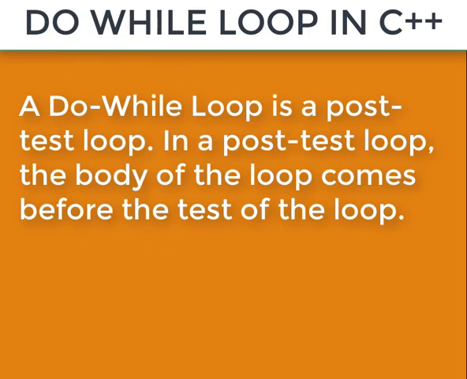A do-while loop in C++ is a post-test loop. In a post-test loop, the body of the loop comes before the test of the loop. So the structure is exactly opposite to that of the while loop. In a while loop, first the test comes, then the body of the loop is executed. In a do-while loop, first the body of the loop comes and then the test is performed to decide whether or not the loop should be repeated after that.